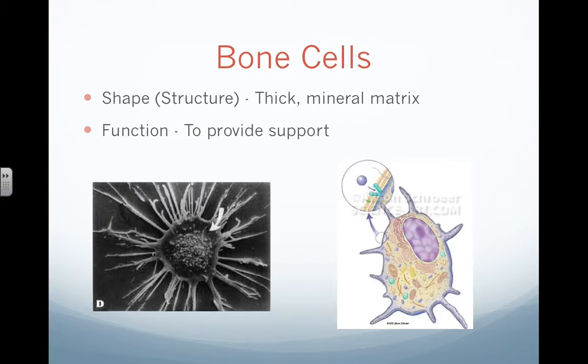Bone cells. The structure of bone cells, well, they're a thick mineral matrix. Okay, so you take a look here. This is what a bone cell would look like, again, right here as well. Okay, and basically bones are to provide support. So our bones are rigid, they're strong. We have some very large bones in our body, but we can also break bones, right? But these bone cells are the basic unit of the structure of our bones.